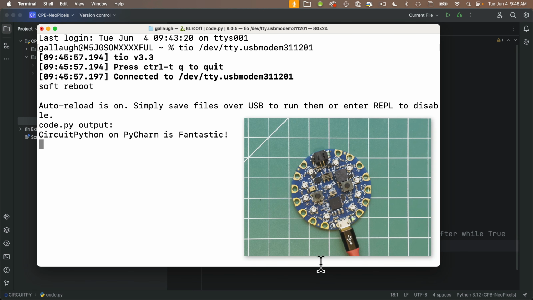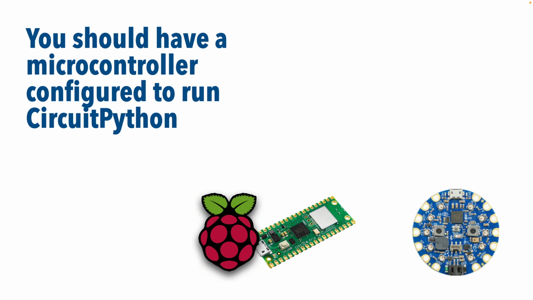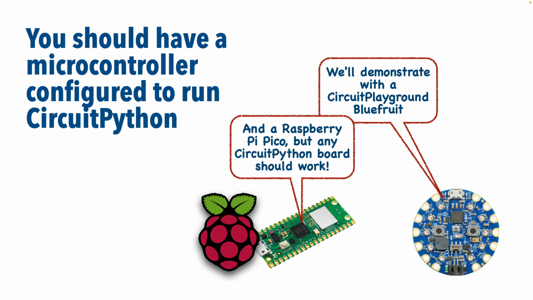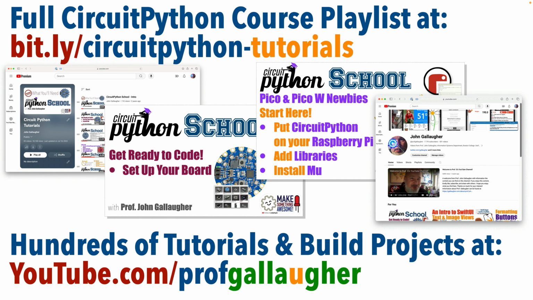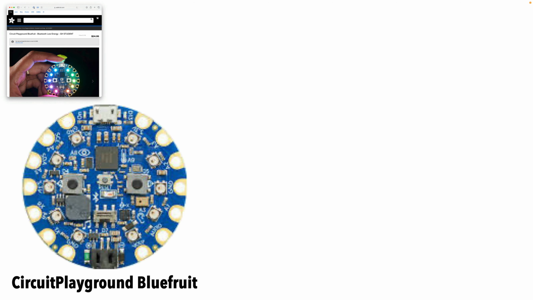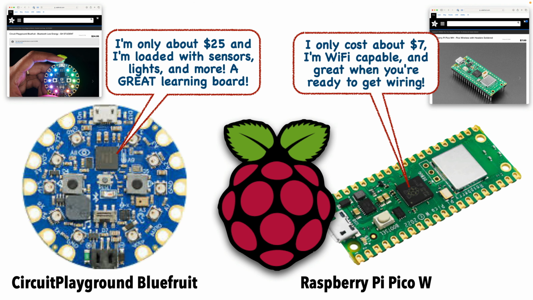Now to follow along with this video, I'm going to assume that you already have a microcontroller configured with the latest version of CircuitPython. This is not the best video for absolute beginners. If you're new and you need to set up your board, you should probably start with the first video in this YouTube playlist. Now my students use the Circuit Playground Bluefruit or CPB as well as the Raspberry Pi Pico W in their course, so I'll show you how to set things up with these two boards, but if you have another board, the setup should be pretty much the same, and I'll point out where things might be different.